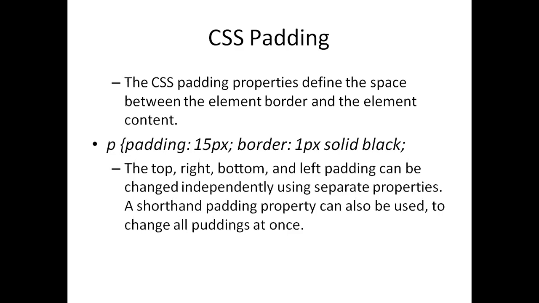So how do we write this padding in simple text? We can see a simple code here: P for a paragraph, and then the padding keyword is used. Then 15 px means the padding space given, and border equal to 1 pixel solid black. So we are mentioning what the padding space will be and what the border will be. We are mentioning each and every thing.